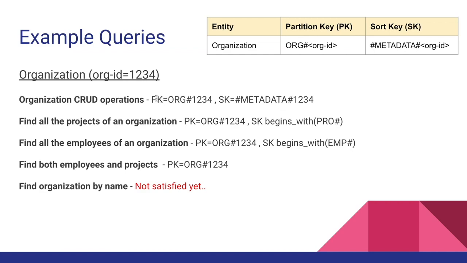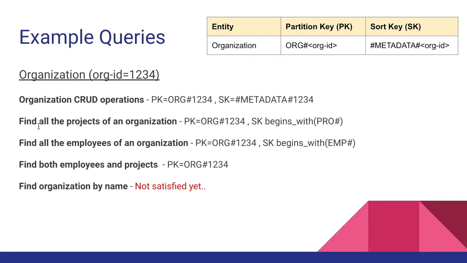Here's an example: PK equals capital ORG#. This is the pattern, the prefix of the partition key. Can you see here? And then the organization ID 1234, and then the sort key is equal to #METADATA#. This is the placeholder value, and then 1234. Since we have given exact values for both the partition key and the sort key, there is only one record in that table, because remember the partition key and the sort key, which is our primary key, is unique. So we can identify this organization and perform all the CRUD operations.